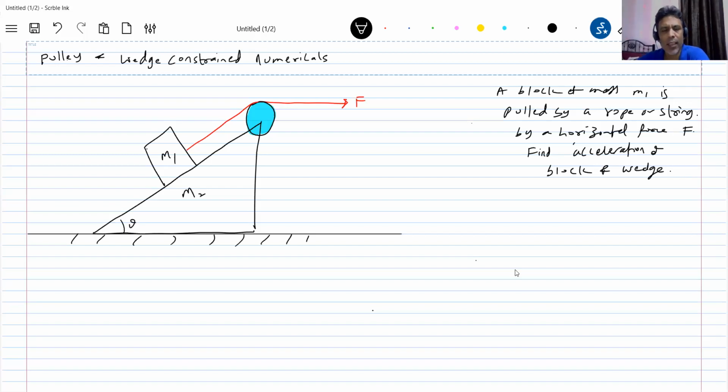Okay, now there's a block of mass m1 pulled by a rope, or you can call this a string, by a horizontal force F. Find the acceleration of block and wedge here. So let's go for the forces acting. With what force will I pull the rope? I think that should be the tension. So the same F, shall I show it here?